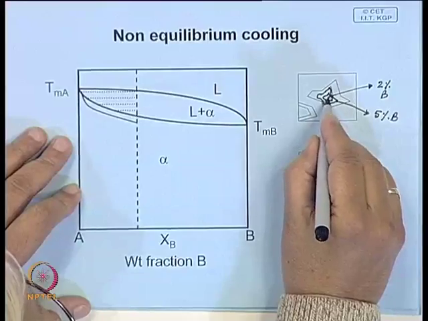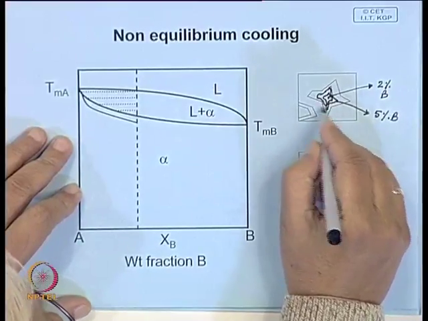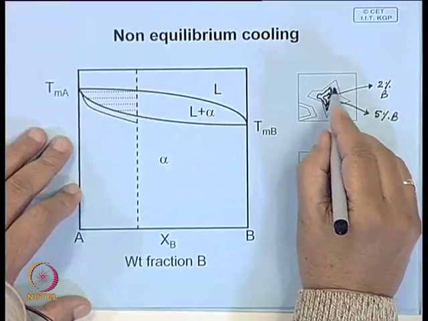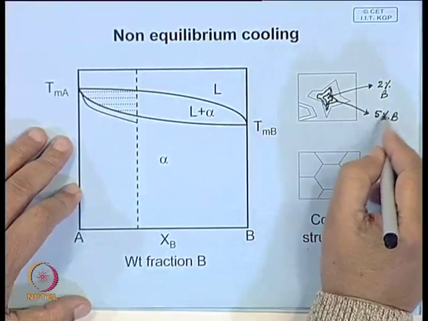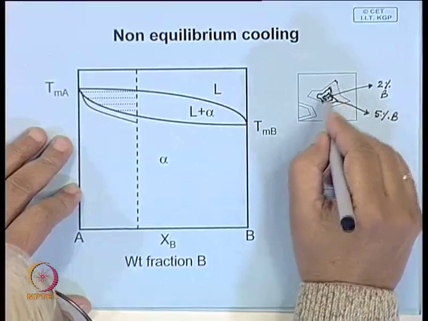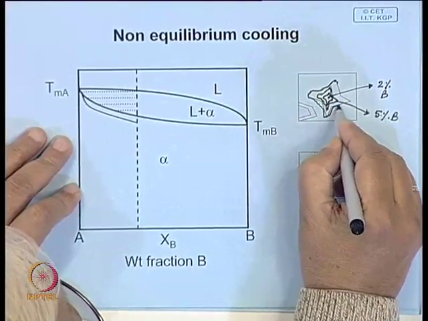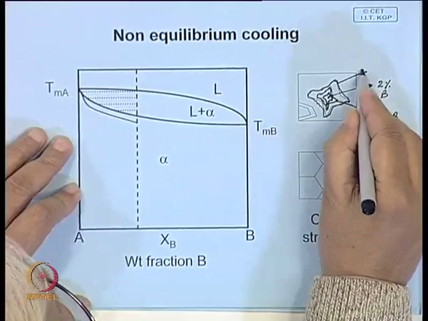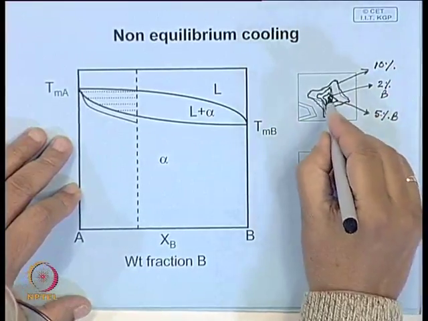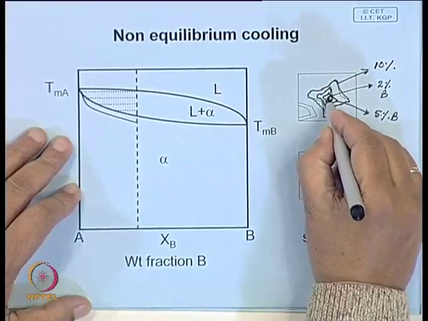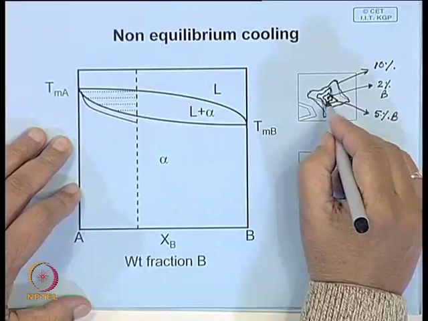In that case, we can see that as the crystal grows, the next solid is surrounded by solutions which are richer in B, and the next layer will be even richer in B. So, let us say this is 10%. As you move from the center of the crystal to the periphery, you will likely find that the composition goes on changing.